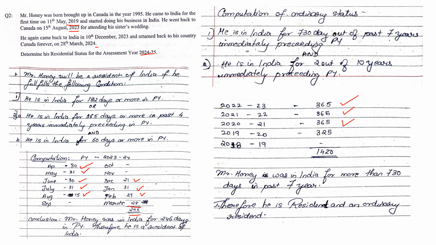So final conclusion, we can write that Mr. Honey was in India for more than 730 days in the past 7 years. Okay, therefore he is a resident and an ordinary resident. Okay. So this is how you all had to solve the very first question, which was based on determining the residential status of Mr. Honey. So you all can go through it once.